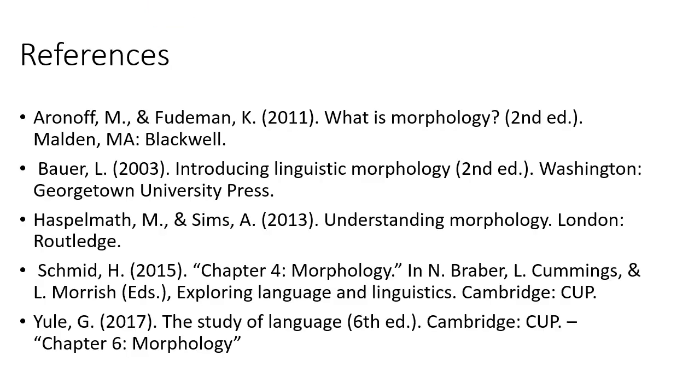Okay, not too much reading then, but really you should choose two or more of these. Particularly Haspelmath is good. Brabber, Cummings and Morrish is a fairly easy introduction, so the second from the bottom. And Yule is an easy introduction too, and it's good to read more than one because you will come across slight differences in terminology.